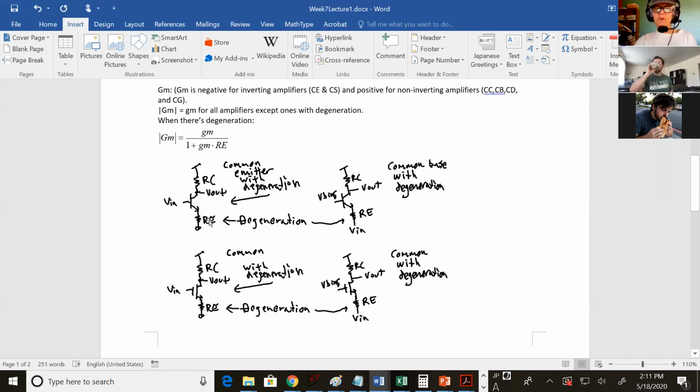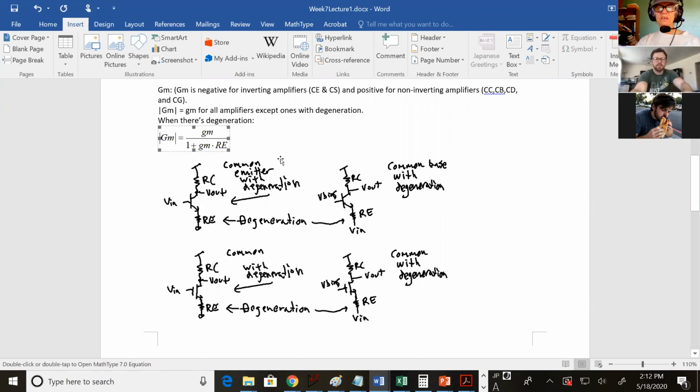There's the common emitter with degeneration. There's the common base with degeneration. And it's weird because the input is on the emitter, and that resistor goes in the same place as in the common emitter. But now the input is on the other side of your degeneration resistor. So those are the BJT versions. And then there's the MOSFET version, which is the common source with degeneration. And then the same thing, the common gate with a resistor on the source in between the V-in and the transistor. So all of those are considered to have degeneration.